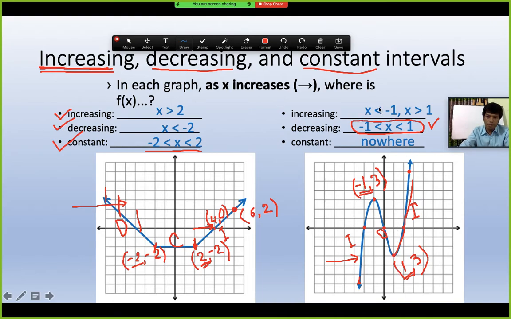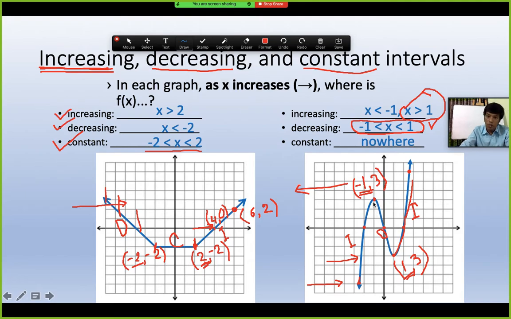Then increasing is when x is less than minus 1. So minus 1 is here. If x is less than minus 1, this whole part of our graph is increasing, because if you look from left to right, the graph is increasing. Then if x is more than 1, which is this part, then the graph is also increasing.